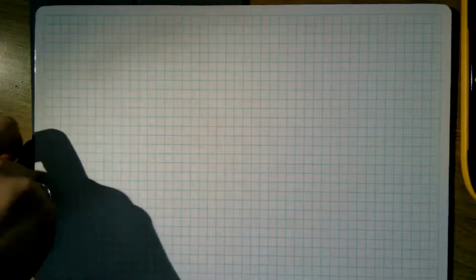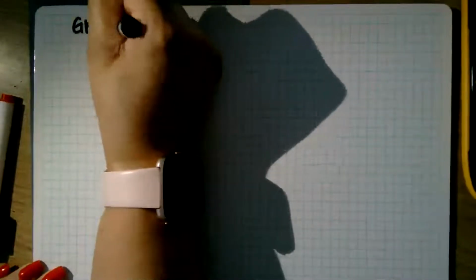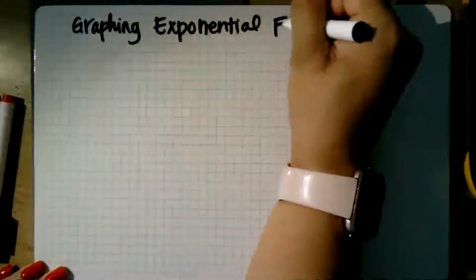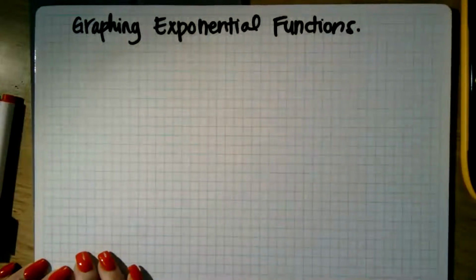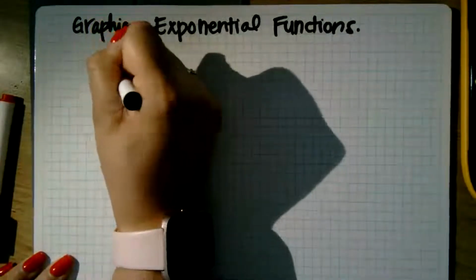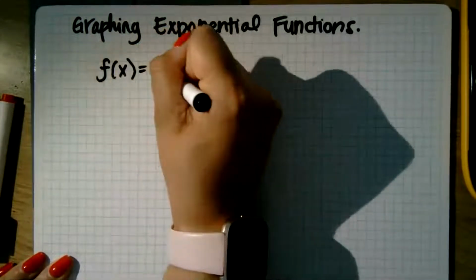Today, I'm going to be doing a video on graphing exponential functions and understanding what the graph and the equation is telling us. So today we are graphing exponential functions. And we're going to start with one of the most basic functions. I'm going to start with f of x is equal to 2 to the x.